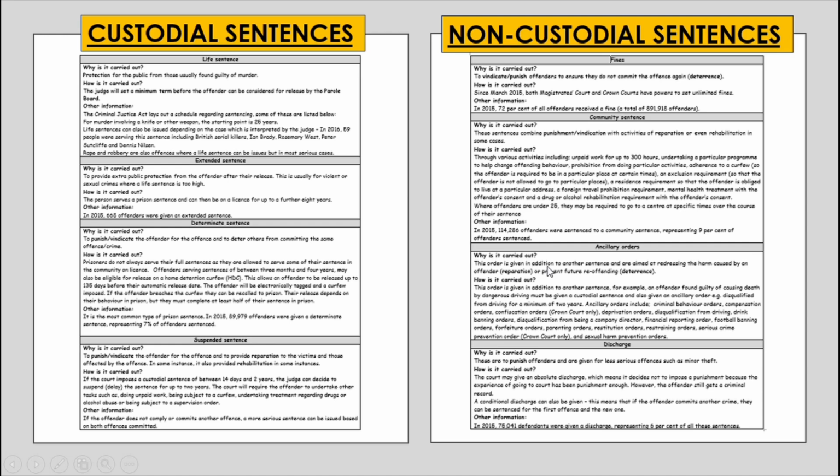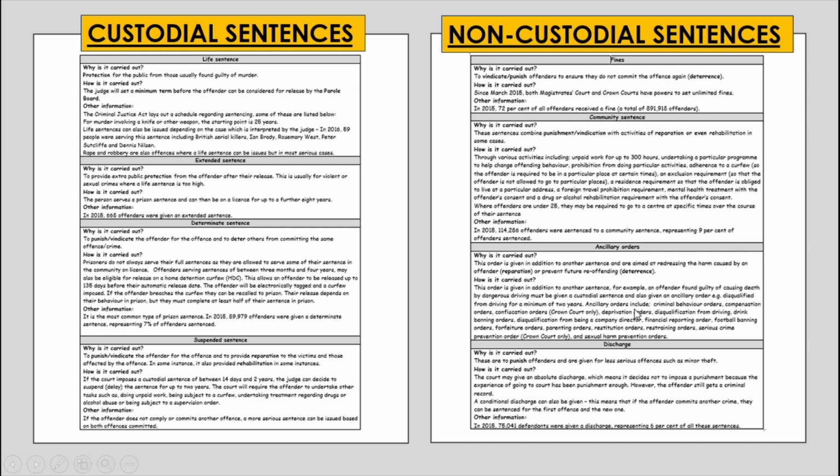Ancillary orders. This order is given in addition to another sentence and is aimed at redressing the harm caused by an offender. It's a form of reparation, whilst also aiming to prevent future reoffending, so a type of deterrence. For example, an offender found guilty of causing death by dangerous driving must be given a custodial sentence and also given an ancillary order, e.g. disqualified from driving for a minimum of 2 years.